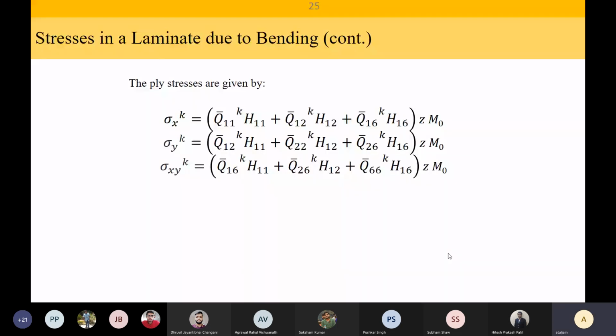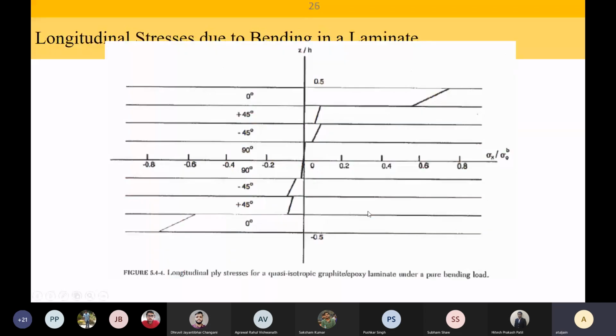This is how your longitudinal stresses due to bending will look like. Every ply is going to have a different value of stress depending on the Q. And the further away you go from the central line, the more stressed your layers are going to be. So it is increasing as you go away, but it's also a function of the value of the orientation. So basically it'll be something like this.